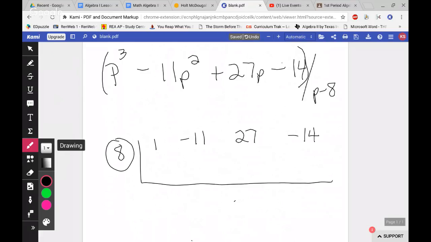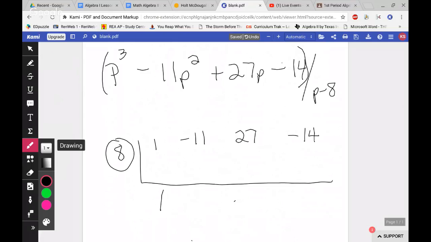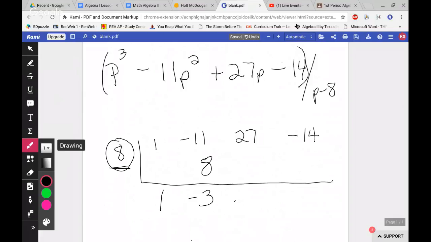Good job. What's my first step? You're going to want to bring that 1 down. Perfect. Then you multiply the 8 times 1, which is 8. Then you add it to the negative 11, which would be negative 3. And would you multiply the negative 3 times 27? No, you multiply it by the 8, and then you add it to the 27. So 3 times 8 is 24? Yes, but it's a negative 3. Negative 24. So then that would equal a positive 3.